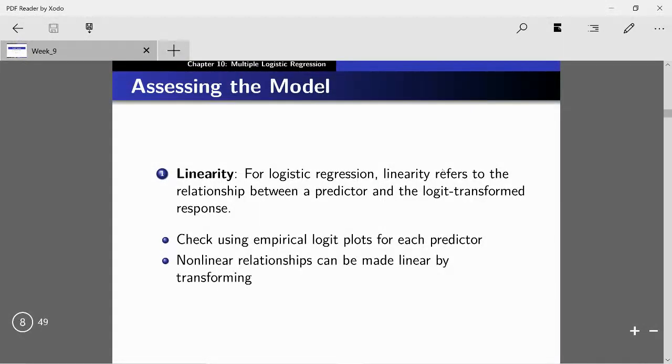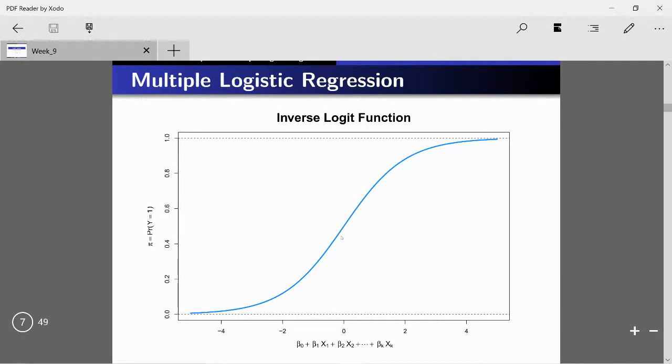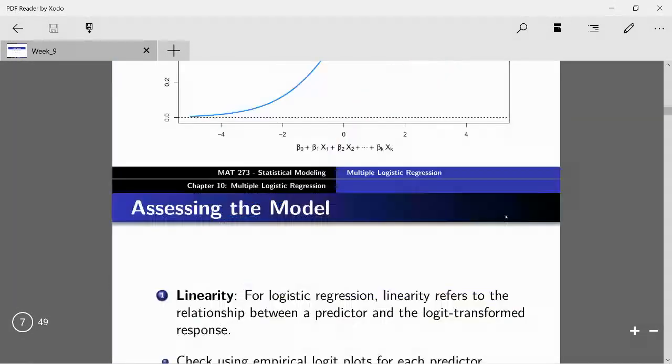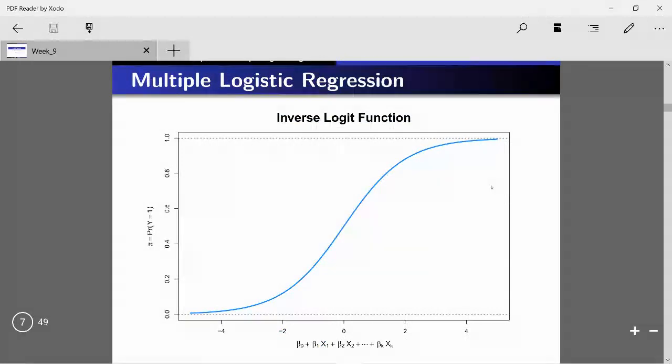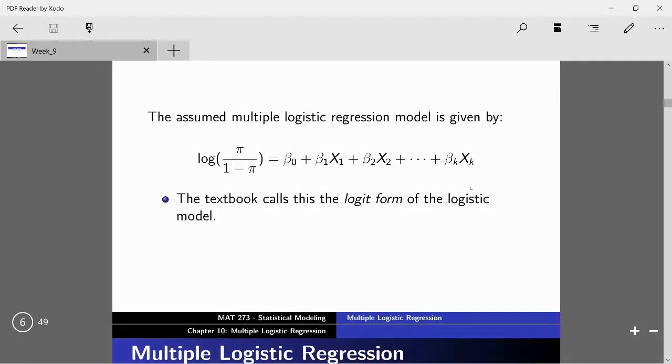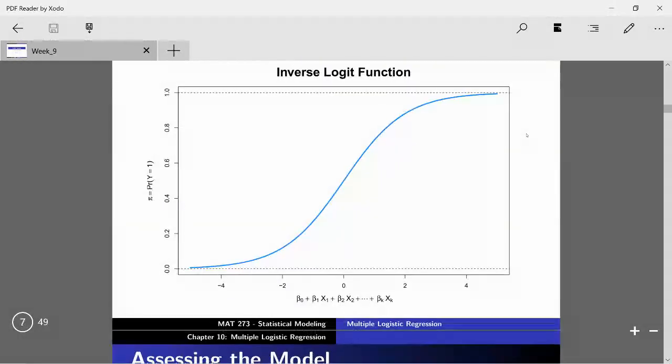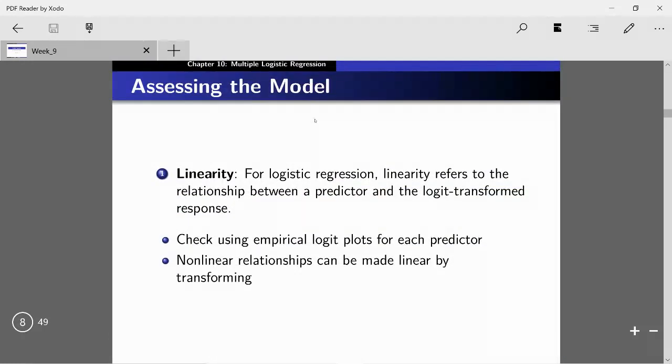And so even though this curve itself is not linear, it's not a straight line, there is an implicit linearity assumption in the logistic regression model that we're assuming here. So we're not assuming that pi is linearly related to the x's, but we are assuming that the log odds are linearly related to the x's. And so to check that assumption of that linear relationship, what we'll use are empirical logit plots, which we saw briefly for simple logistic regression already. Now we just have an empirical logit plot for each predictor.